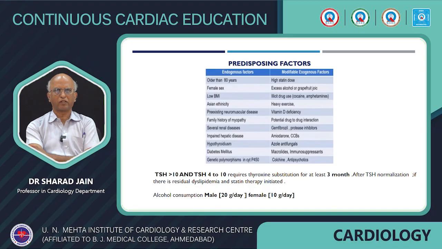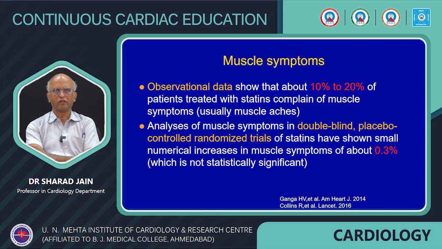If the TSH level, this is the thyroid stimulating hormone level, is more than 10, or TSH is 4 to 10, it requires thyroxine substitution for at least 3 months. Even after TSH normalization, if there is a residual dyslipidemia, statin should be initiated. Alcohol consumption should be limited to prevent the side effect of statin intolerance.